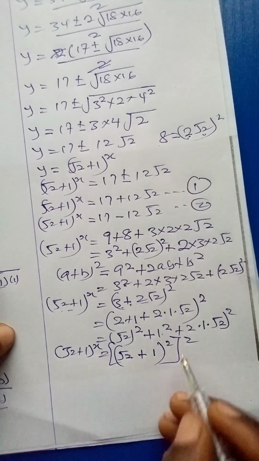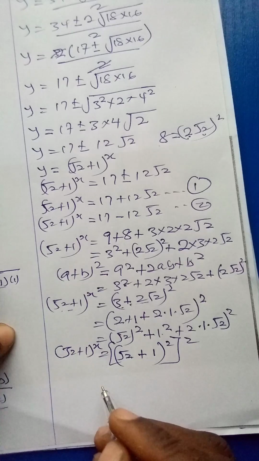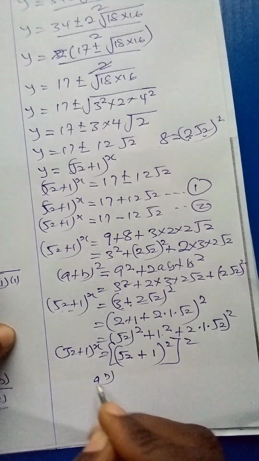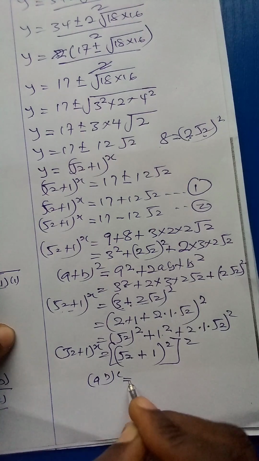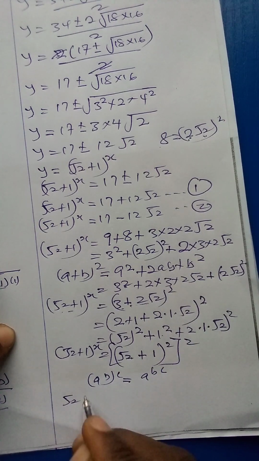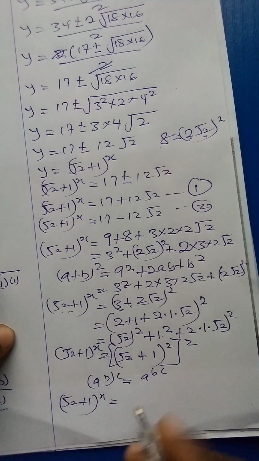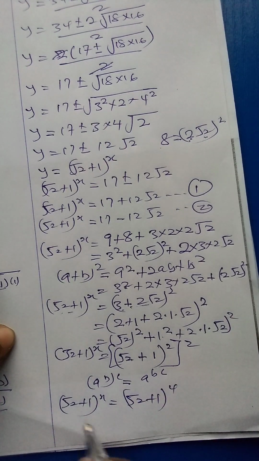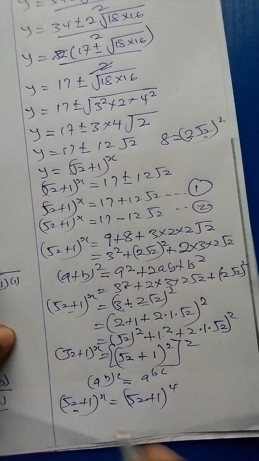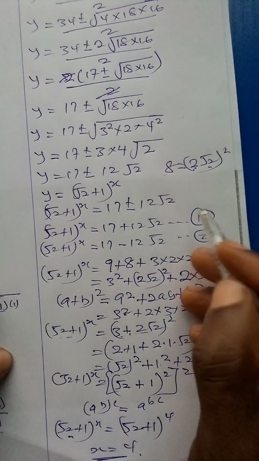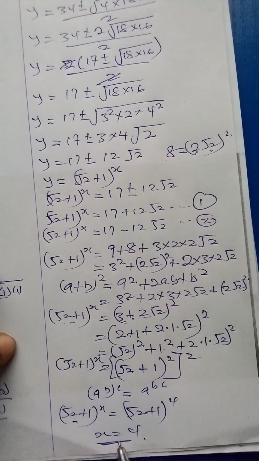Good. Now, if I apply this law of indices, which is a raised to the power b, all raised to the power c, gives a raised to the power bc, I now have (root 2 plus 1) all raised to the power x is equal to (root 2 plus 1) all raised to the power 4. So this and this are the same. That means x is equal to 4 in case 1. So case 1 yields x is equal to 4.